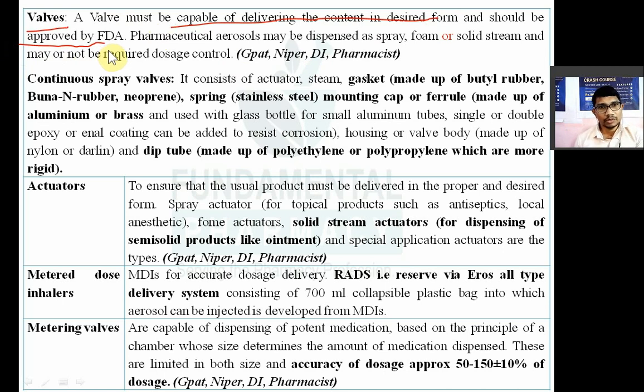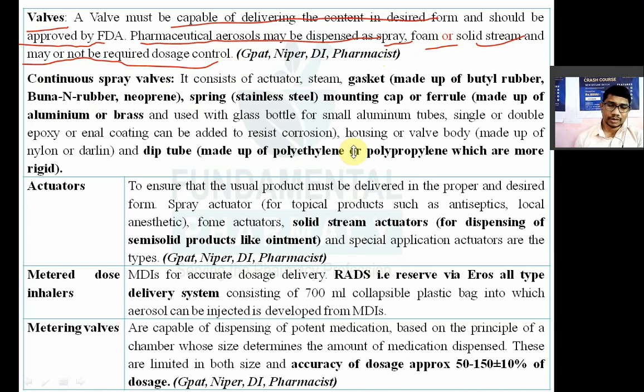Now dip tube, in case of aerosol, dip tube is made from, इसके ऊपर 4 बार क्वेश्चन आए। सो इन केस ऑफ aerosol, dip tube is made from polyethylene और polypropylene which is more rigid। तो polypropylene ज़्यादा rigid होता है polyethylene से। सो यहाँ पे आपको याद रखना है। सो इन केस ऑफ aerosol, gasket is made from buna-N rubber or neoprene rubber or butyl rubber। So in case of aerosol, spring is made from stainless steel.